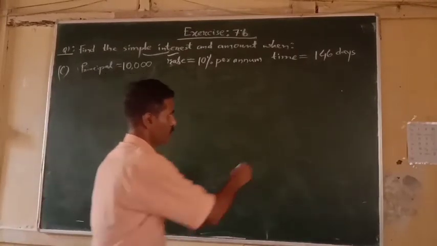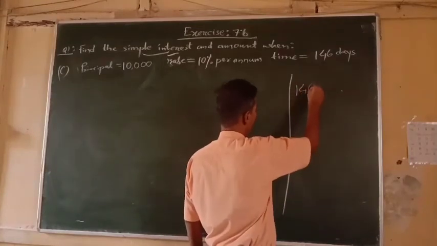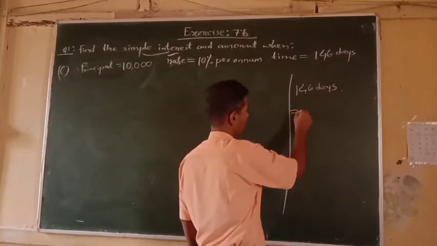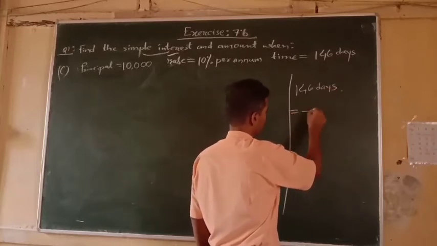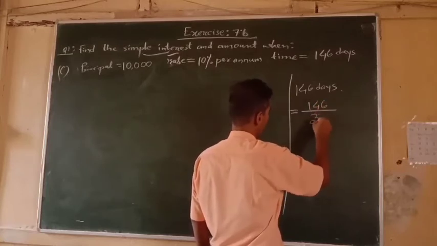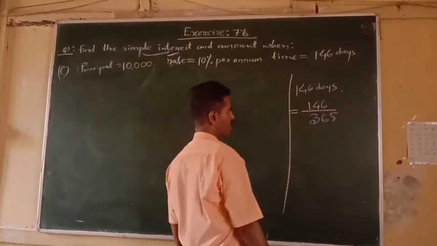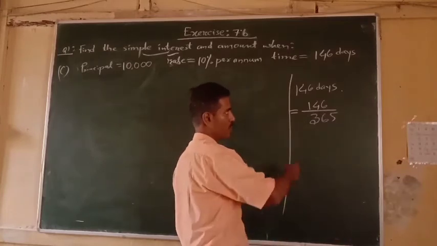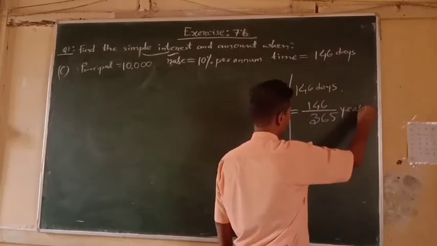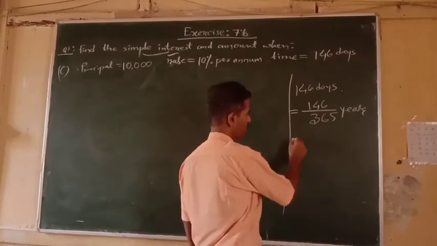Though it is in days, first of all you have to convert it into a year. So we got here 146 days. We know 365 days make a year. So in order to convert 146 days, you have to divide by 365. As soon as we divide 146 by 365, it will no more remain days, it will turn into year. Now see, rest is very simple.